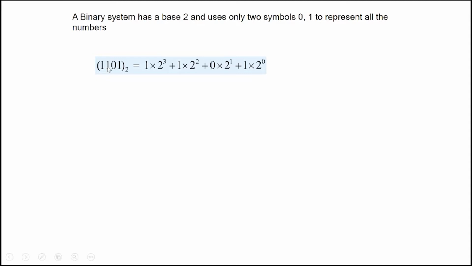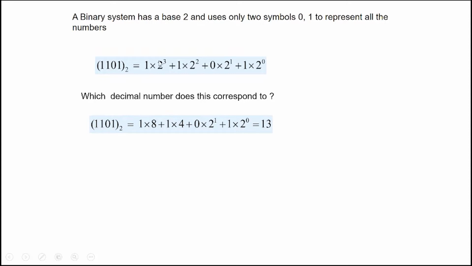So when you write 1101 to the base 2, now each position has a different weight. So the first one, the least significant bit here, is 2 to the power 0, then 2 to the power 1, 2 to the power 2, and 2 to the power 3 here. So we can write it in this form here. And it's easy to convert it into the decimal system. So you convert 2 to the power 3 as a decimal digit 8, and 4, and so on and so forth. So this is equivalent to 13.